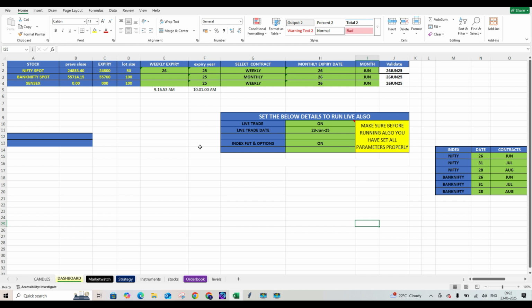And I just want to tell you one thing: after purchasing our software, there is a paper trade or live trade option available here without adding a fund also.